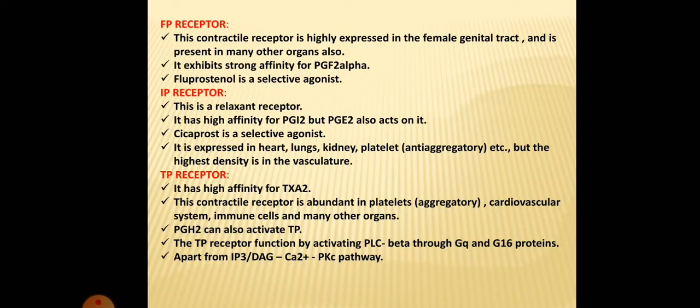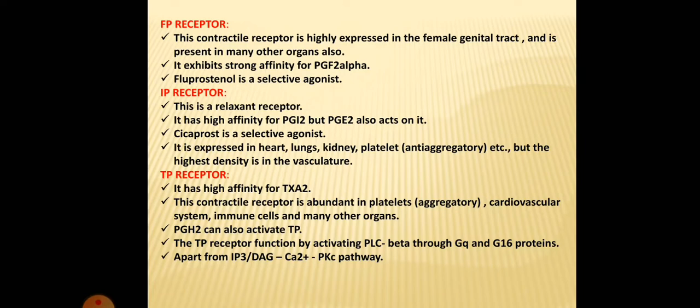Next is the IP receptor. This receptor is relaxant in nature, and it has strong affinity for PGI2, but PGE2 also acts on it. Cicaprost is a selective agonist, and it is expressed in heart, lungs, kidney, and platelet, and in platelet it has anti-aggregatory action, but the highest density is in the vasculature.